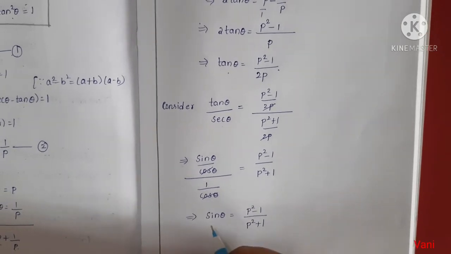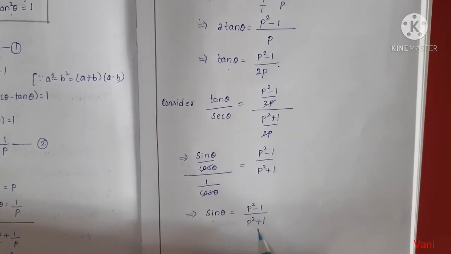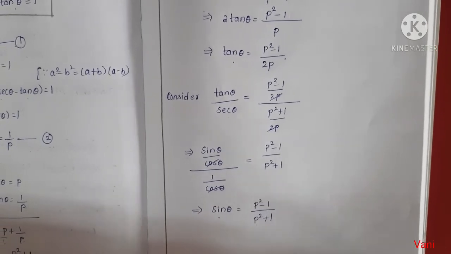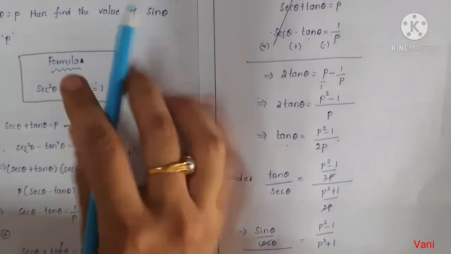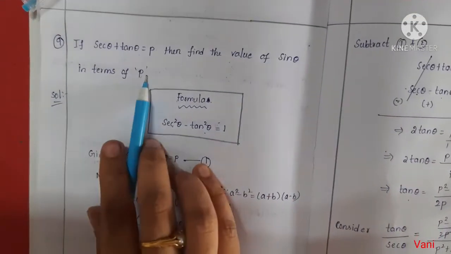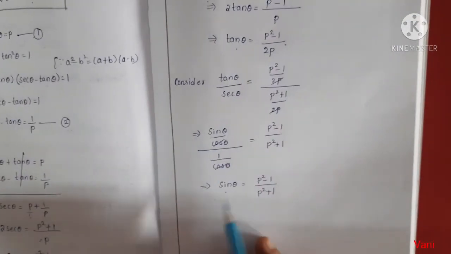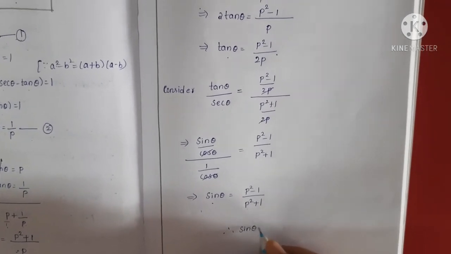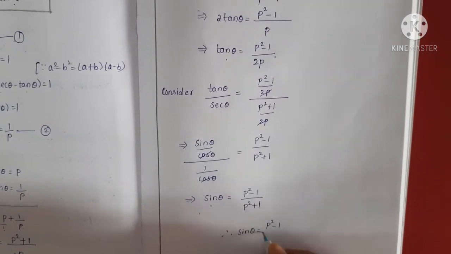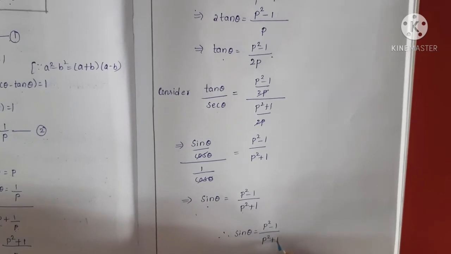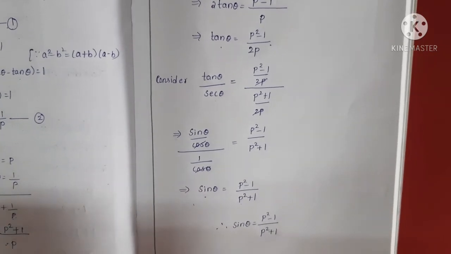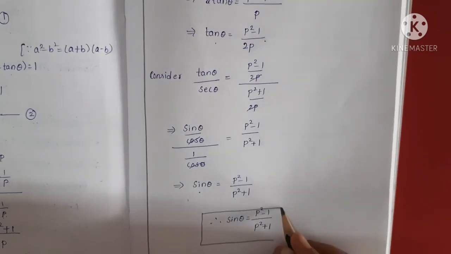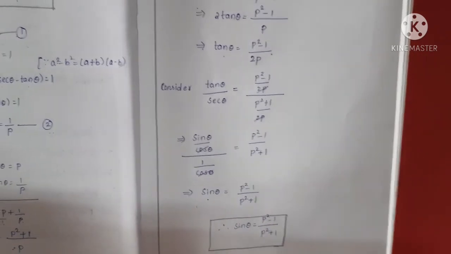Finally, we got the value of sin theta in terms of p. As asked in the question, we have to find the value of sin theta in terms of p, and we got it. So write the conclusion: sin theta is equal to p square minus 1 by p square plus 1. Keep this one in the box. So the problem is completed. Thank you, children.